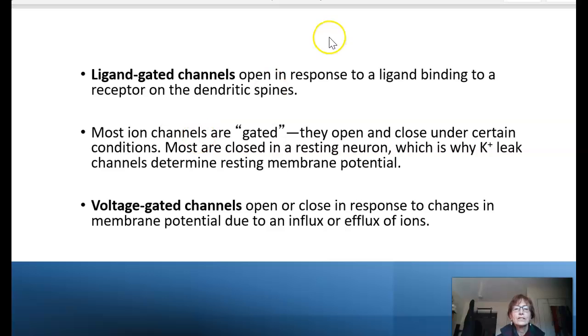So ligand-gated channels are going to open on the receptors on the dendritic side. Most ion channels have a gate, and that's why we talked about why potassium leak channels are kind of special, and why this effect does determine the resting membrane potential. Voltage-gated channels require a certain voltage in order to open or to close, and that's going to change due to either an influx, meaning coming in, or an efflux, going out, of certain ions.